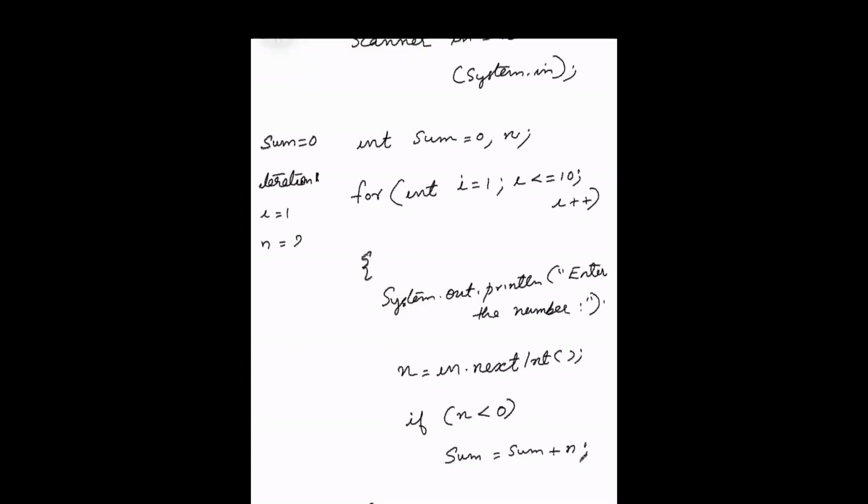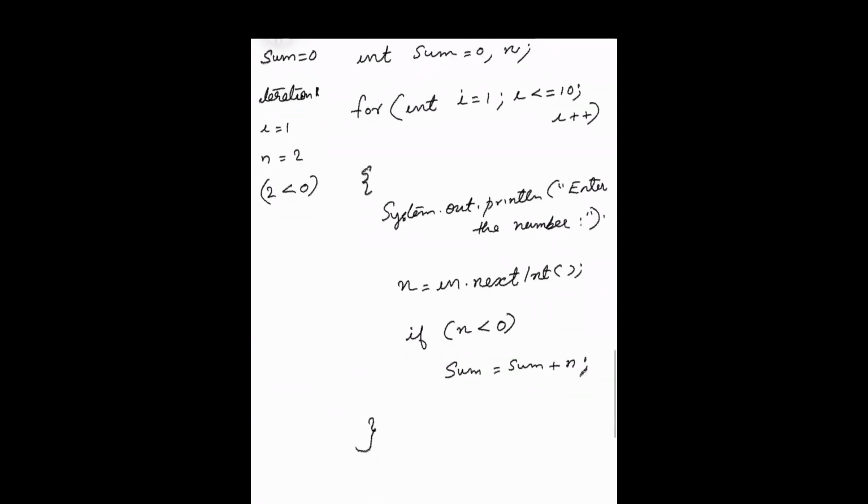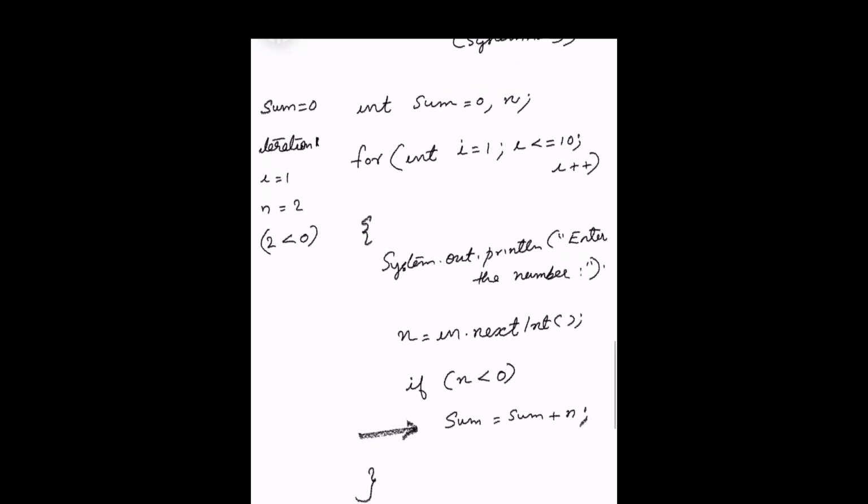2. Okay. So then it will check, is n less than 0? n means 2. Is 2 less than 0? Is it true? It is false. So this will not get executed. Only if n is smaller than 0, the value of sum will be changed. You will add that number to sum. Now it will not happen. It will go to the next iteration, because that was the last statement in the loop. So it will go to the beginning of the loop again.